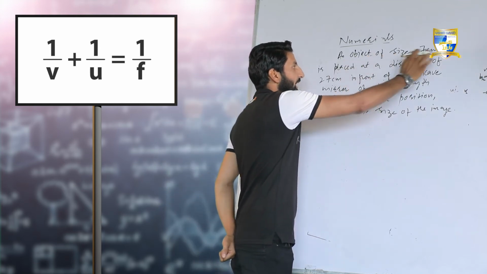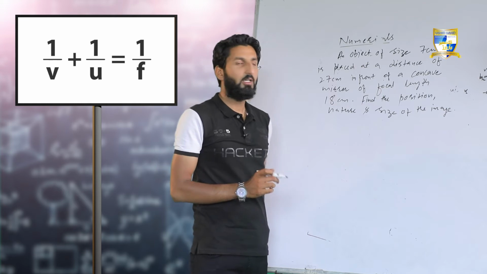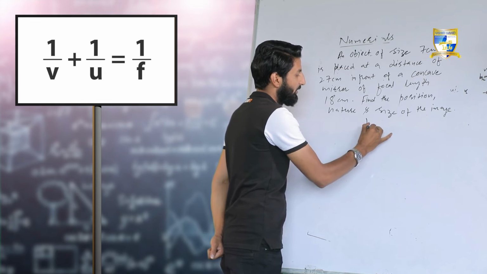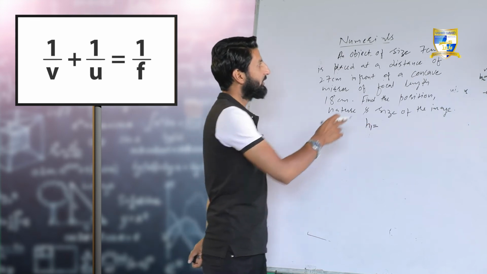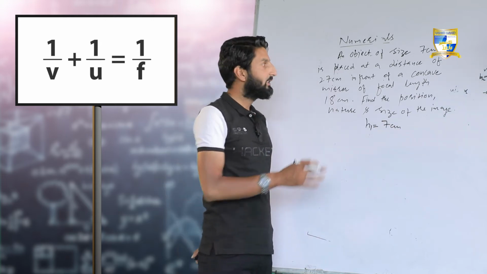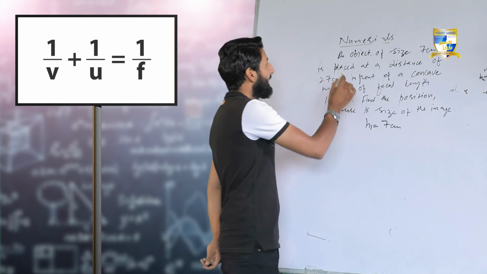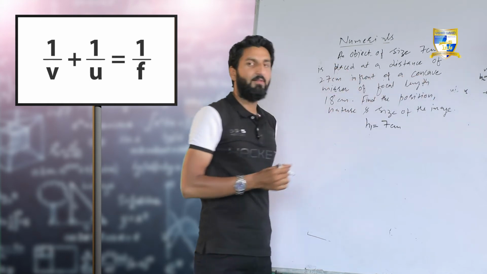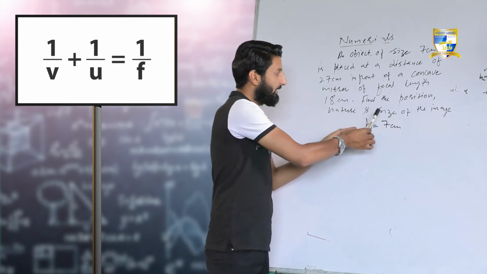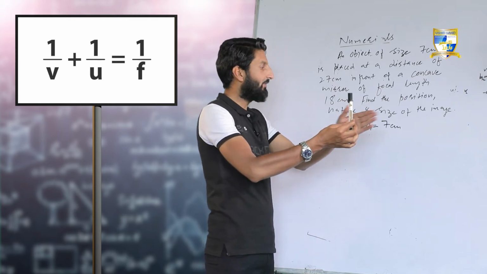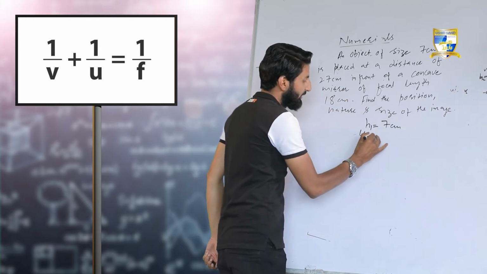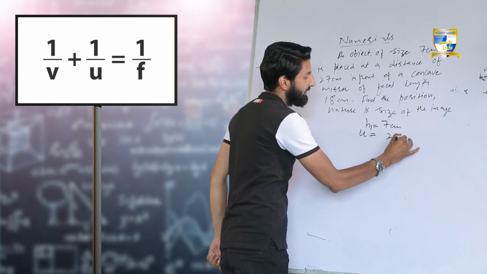An object of size 7 centimeter. What is this 7 centimeter? It is the size of object denoted by H1. So H1 is given here as 7 centimeter. Is placed at a distance of 27 centimeter. That means this object of size 7 centimeter has been placed at a distance of 27 centimeter in front of a concave mirror. So the object distance is given 27 centimeter.